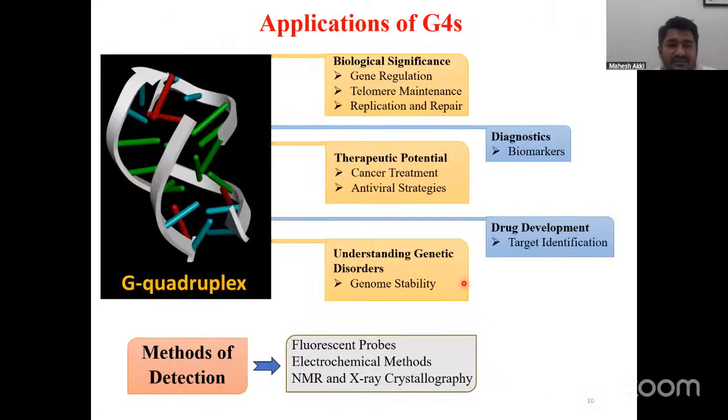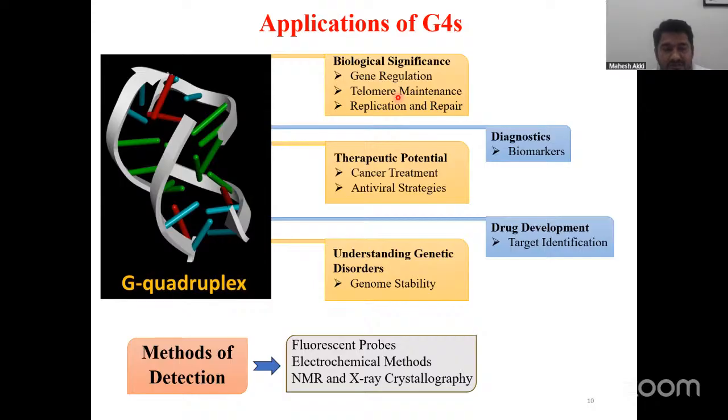Coming to applications of G4, that is, in the field of biological significance. To begin with, these G4s are highly enriched in the promoter regions of several oncogenes, some examples being c-MYC, KRAS, and BCL2 G-quadruplexes. Here they act like molecular switches that can either suppress or enhance gene expression, thereby directly influencing gene regulation.